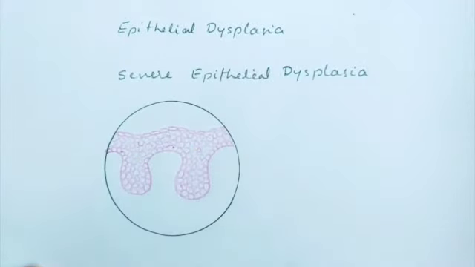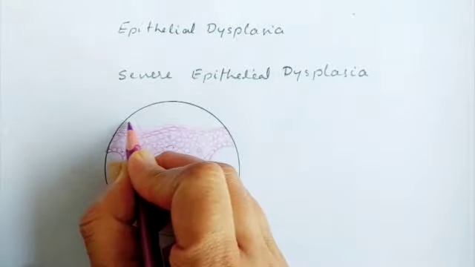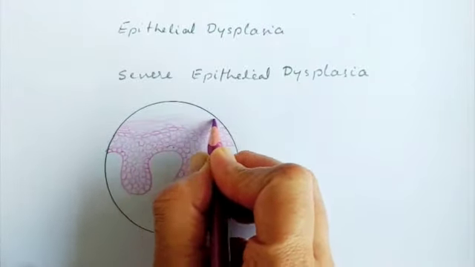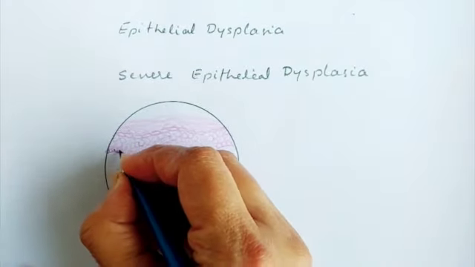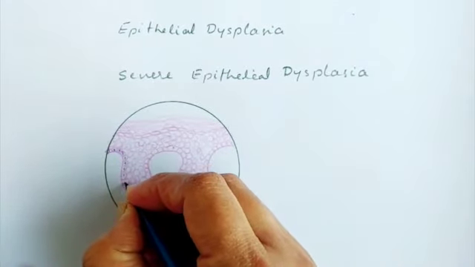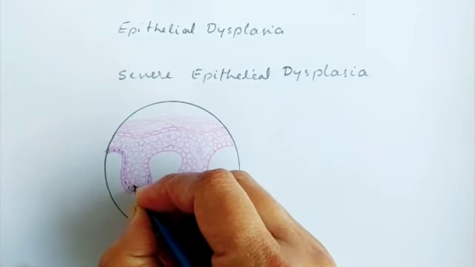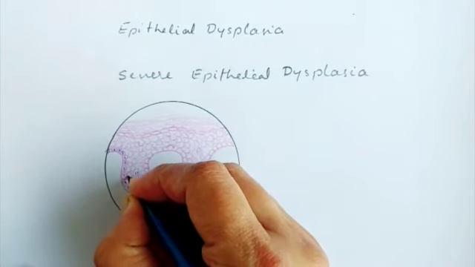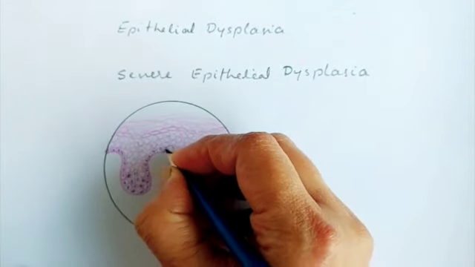We can add one more layer of surface epithelium and the corneum layer, hyperparakeratotic layer. We can draw more keratin. Now the nuclear drawing. You can see the epithelium in the basal layer. The nuclei are all arranged in all directions as they have lost their orientation.